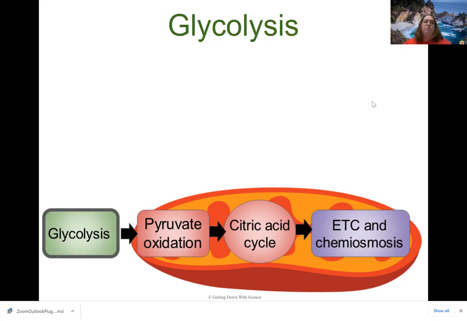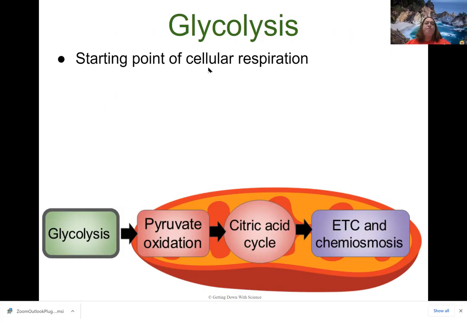All living things perform glycolysis. If it's alive, it does glycolysis in some way, shape, or form. So this is the starting point of cellular respiration. This is where it always starts. So we're going to take that glucose molecule, and this is where we're going to start breaking it down. It occurs in the cytosol. That's one of the reasons that we can say all living things will perform this, because the cytosol or cytoplasm is something that's found in all living organisms.